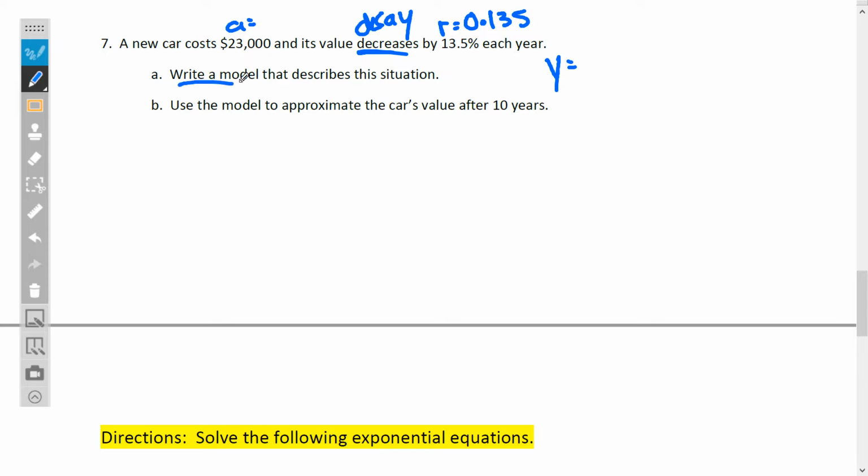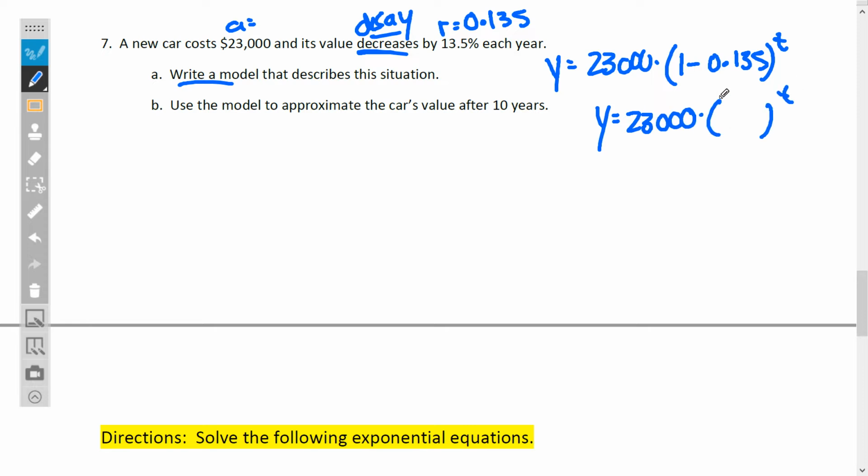So the decay model, 23,000. We're going to write the decay model, letter A, 23,000 multiplied by 1 minus, because it's decay, 1 minus the rate, 0.135, and that's to the t power. Okay, let's simplify the factor here. I want to know what number is in the parentheses there. So 1 minus 0.135. It should be a number between 0 and 1, because it's decay, and it's 0.865. So this is our model, our answer to letter A.